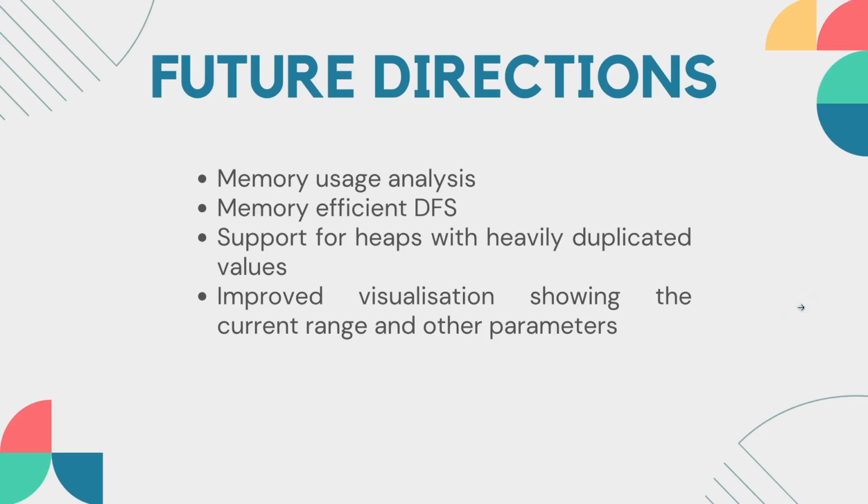And as for future directions, for anyone that might be interested in taking this project forward, one thing is maybe doing some memory usage analysis to show that in fact this is only using logarithmic in n space. Another thing is that for that to work, you have to make the DFS a bit more memory efficient. On top of that, our heaps are not too suitable. If the whole heap is the same value, it will blow up there, so you can add fixes for that. And you can also update the visualization, perhaps by showing the current lower and upper bounds that we have, so that can aid understanding.